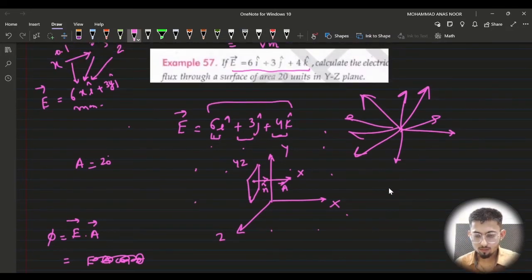I forgot. I was reminded to remind myself to tell you. First of all, we can find what is A vector, isn't it? What is A vector?